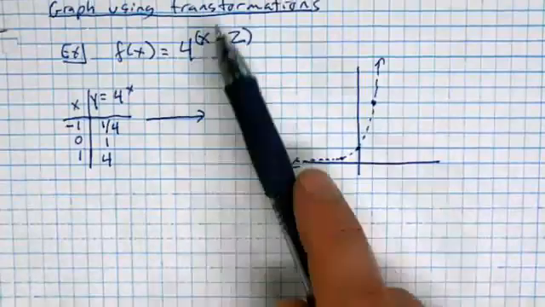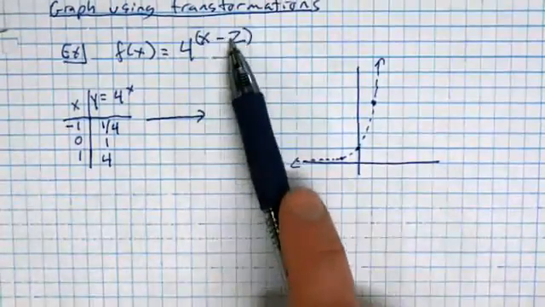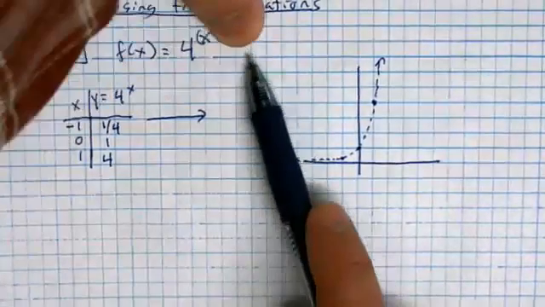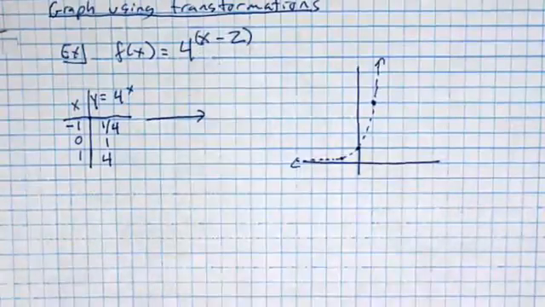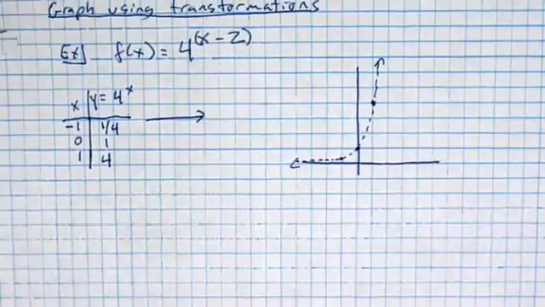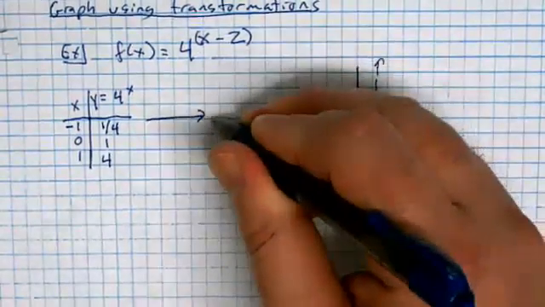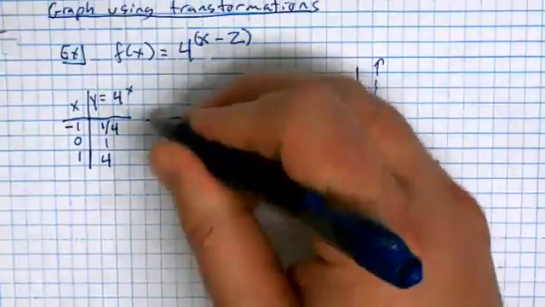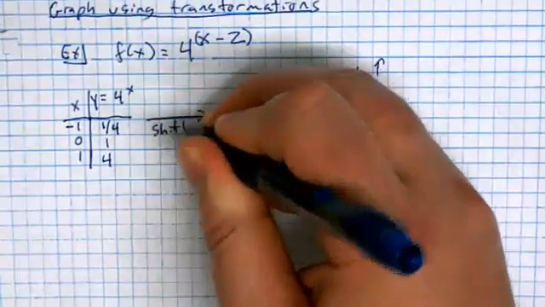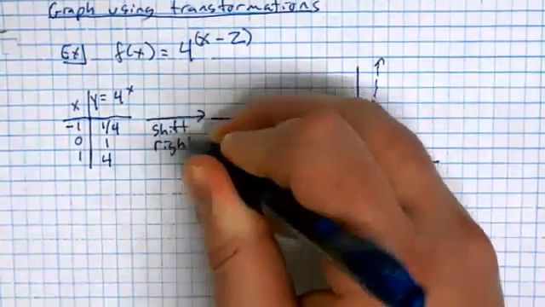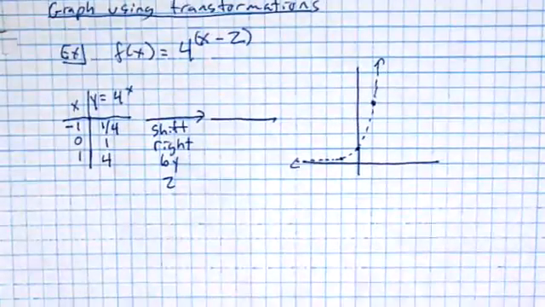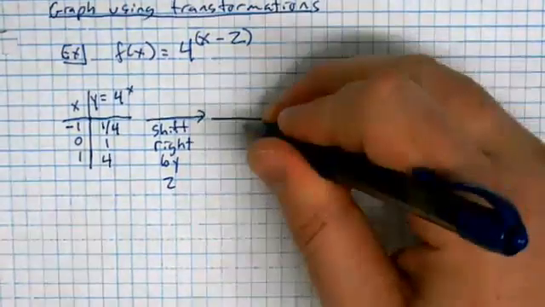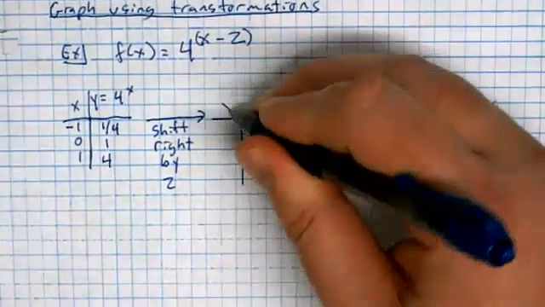Okay, so this is happening inside of the function. If it had been minus 2 after the function, that would be outside, but this is happening inside of the function to the x, and it's minus 2. We know things that happen on the inside are kind of backwards, so minus 2 is going to move it to the right. Now, let's write this down. So shift right by 2. So I want you to write out in words what is going on, and then write down your new x and y coordinates.